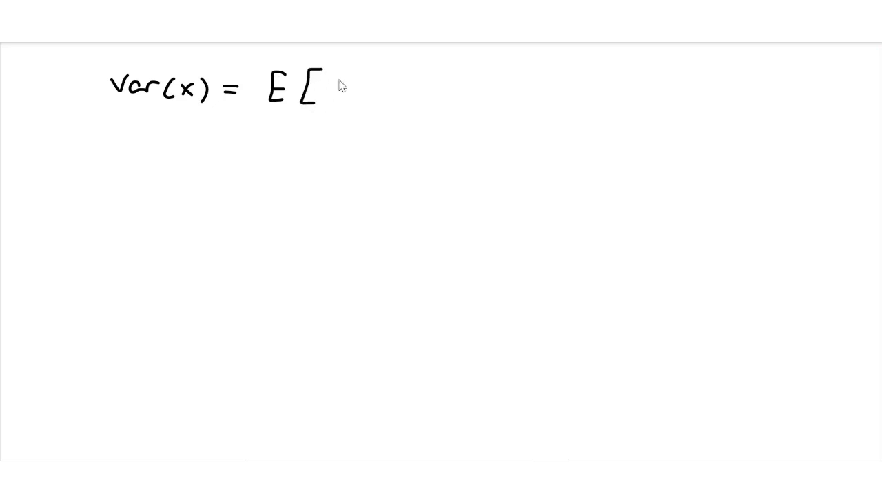Okay, so we're going to take a look at a new quantity today called the variance, and the variance gives us an idea of the spread of our data. The way we define the variance, Var(X), the variance of a random variable X, is the expectation of the random variable X minus the expectation of X, squared.